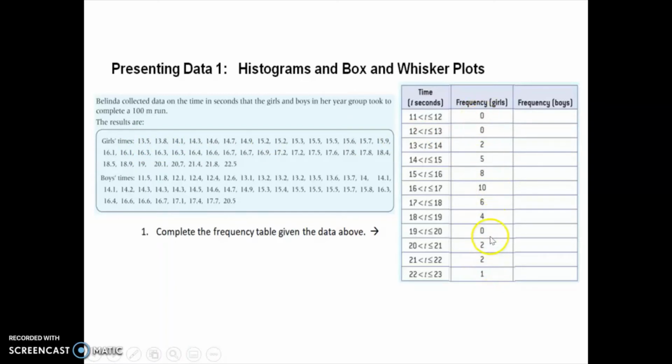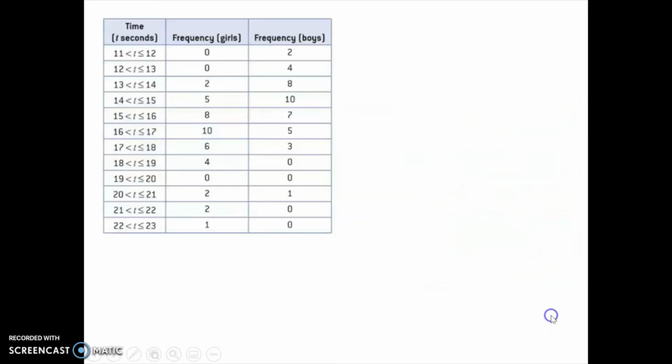And this frequency table right away shows you a lot of girls ran between 16 and 17 seconds, and so on. All right, now fill in that for boys. What would the numbers be here? All right, let's check your numbers. There we have it here. Okay, hope you were able to come up with that from the data set.